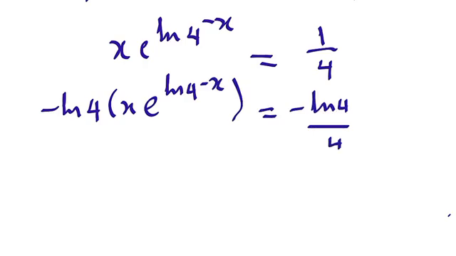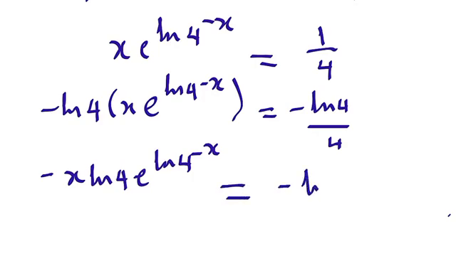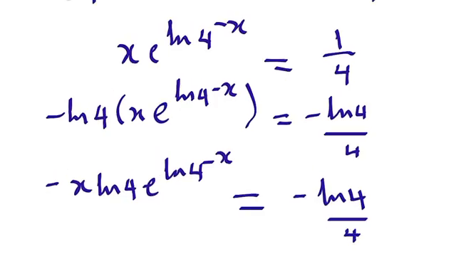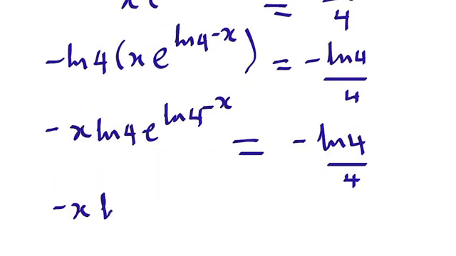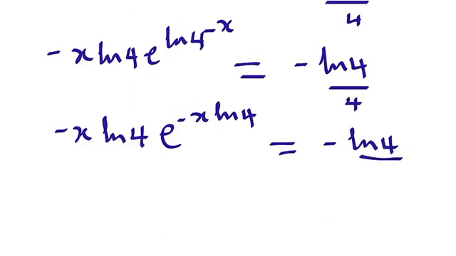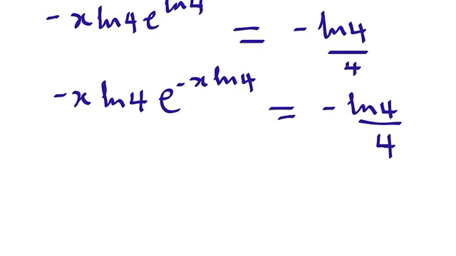Okay, so from there we're going to have minus x ln of 4 e to the power of ln of 4 to the power of minus x equals minus ln of 4 over 4. Now if you look at the minus x here, it can actually come down to multiply ln of 4. That is from the law of logarithm. So we're going to have minus x ln of 4 equals minus ln of 4 over 4. Understood?